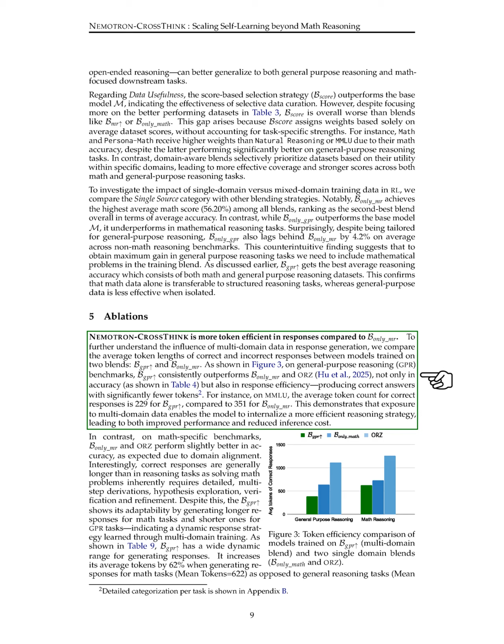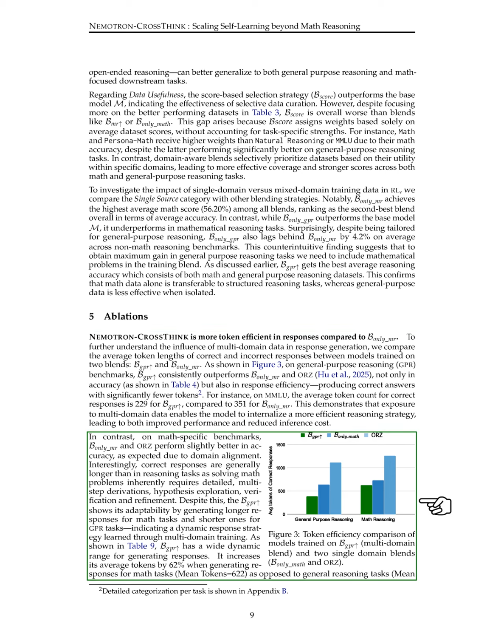Token efficiency on general-purpose reasoning (GPR) benchmarks: $B_GPRU Pero consistently outperforms $B_only_Mr and ORZ, not only in accuracy, as shown in Tab 7B_blends, but also in response efficiency, producing correct answers with significantly fewer tokens. For instance, on MMLU, the average token count for correct responses is 229 for $B_GPRU Pero, compared to 351 for $B_only_Mr. This demonstrates that exposure to multi-domain data enables the model to internalize a more efficient reasoning strategy, leading to both improved performance and reduced inference cost.